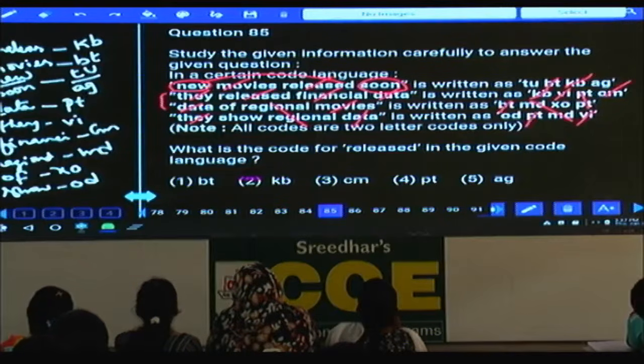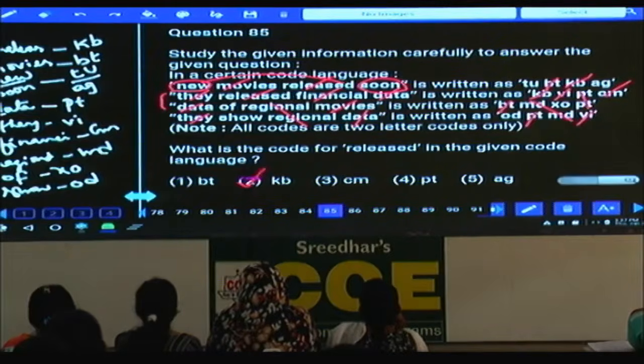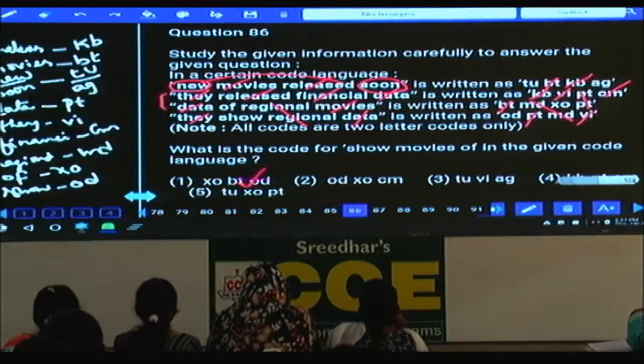Then coming to question number 85. What is the code for released? Tell me what is the code for released here? The code for released is KB, that is given in choice 2. Then 86.